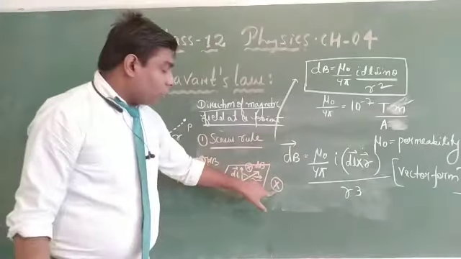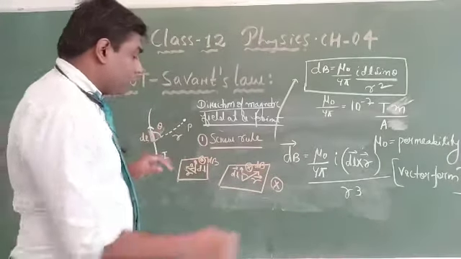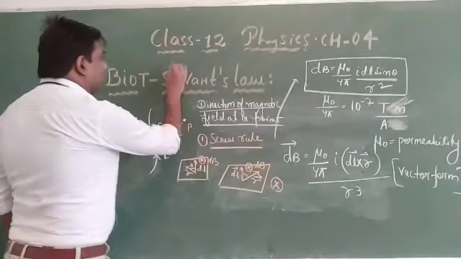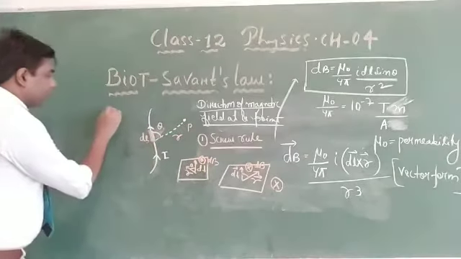Now see why we use cross and why we use dot for inward and outward. For example, if you see an arrow, for example, there is this, right?